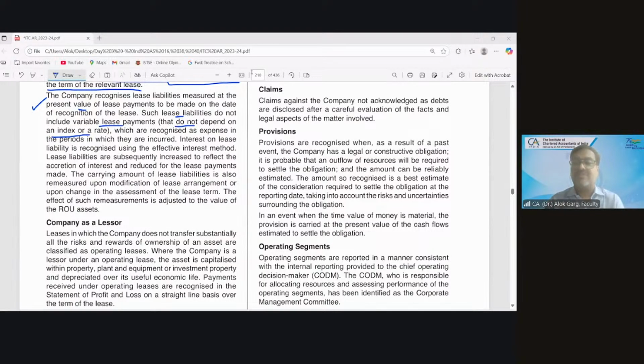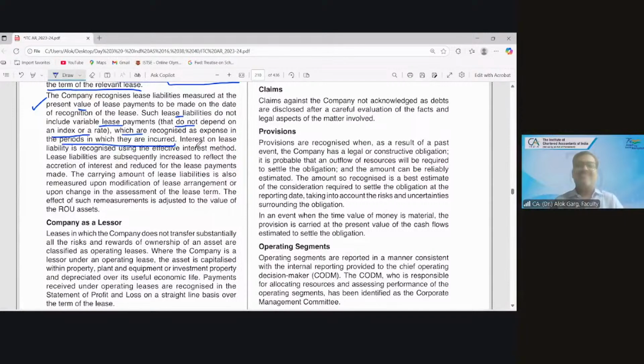Depending on the volume of production, those lease payments are not required to be considered in the lease payment. For example, a variable lease payment which is not dependent on an index or a rate: how will the accounting happen? Charge to P&L, normal accounting. Rent expense to bank, which is recognized as an expense in the period in which it is incurred.